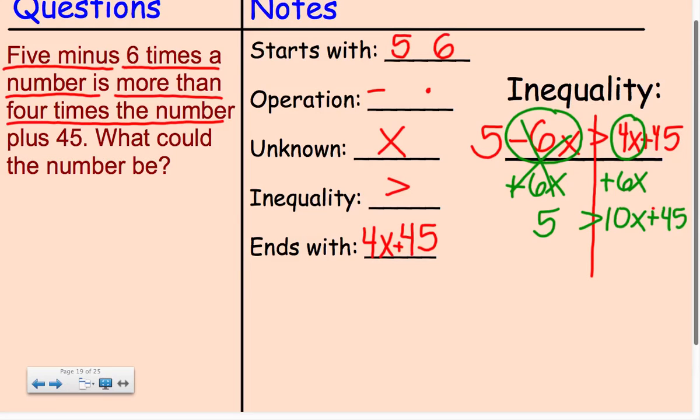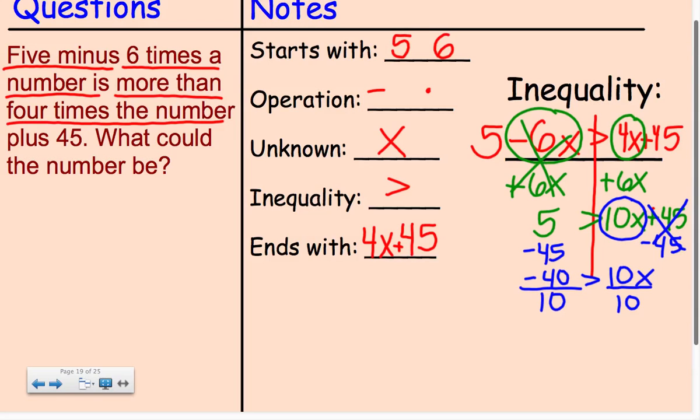And then we've got a couple and a third wheel. 10x is my couple. 45 is my third wheel. So subtract 45 on both sides. 5 minus 45 is negative 40. Divide both sides by 10. I'm going to move over here a little bit. I didn't divide by negative 10, so I don't have to flip. Negative 40 divided by 10 is negative 4.